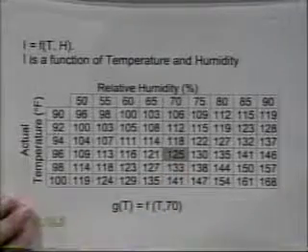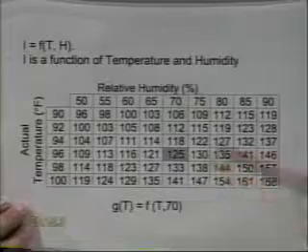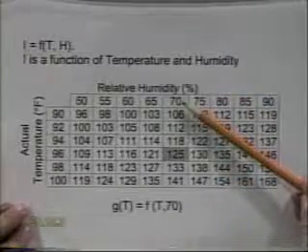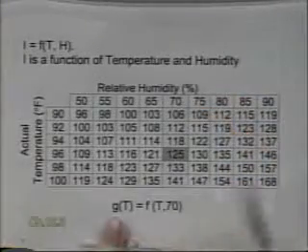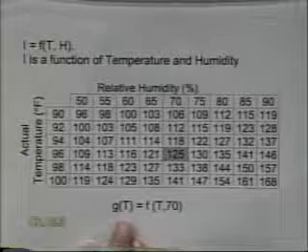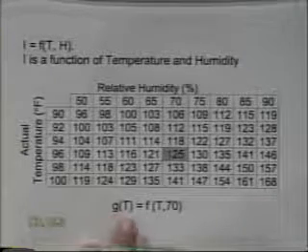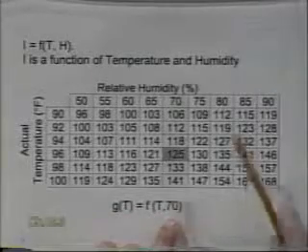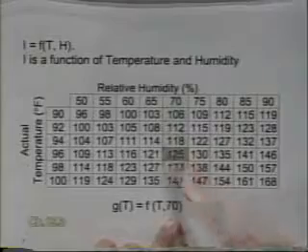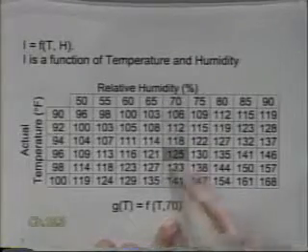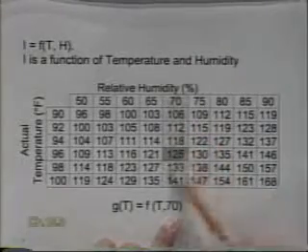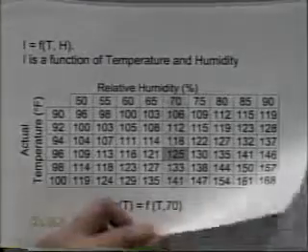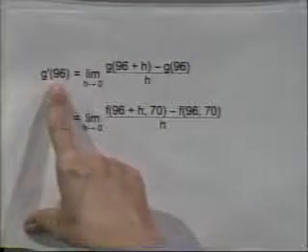Okay. Now, what I'm going to do is I'm going to say, what if I fix the humidity at 70%? So I'm going to have a new function which I'm going to call g of t, and what it feels like to me is really only a function of the temperature because I fixed the humidity at 70. So we're just looking at this section right here, if you go down around that chart. Okay? So I could ask, what is g prime at 96?